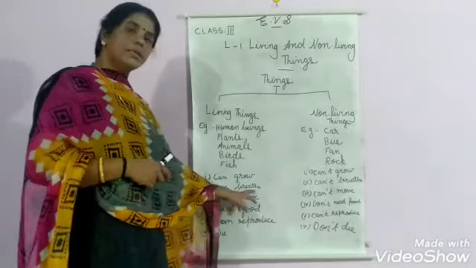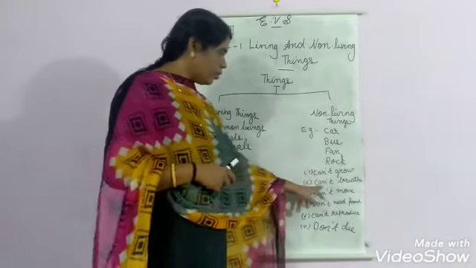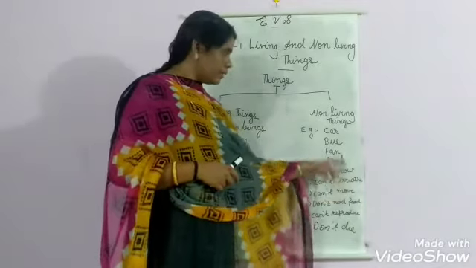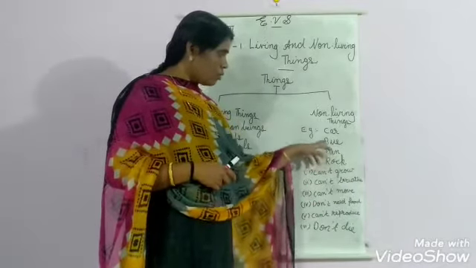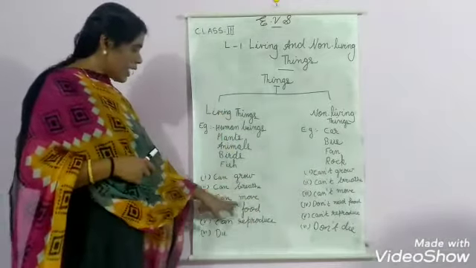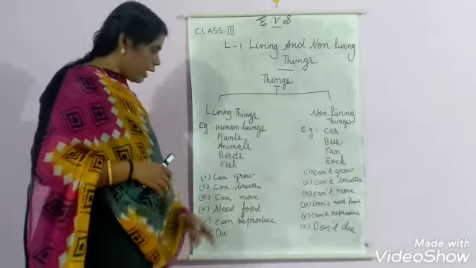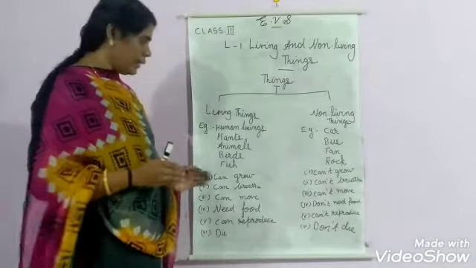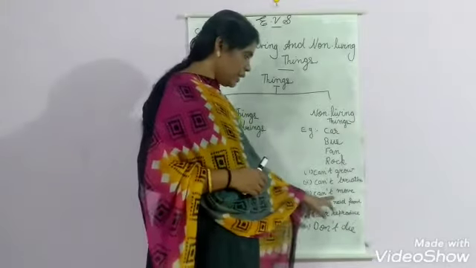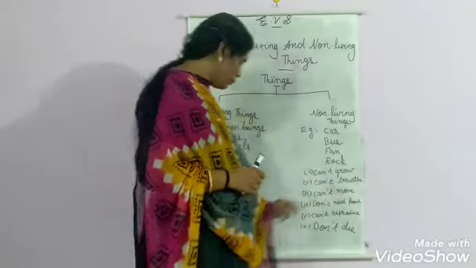Living things can breathe, but non-living things cannot breathe. This fan, rock, bus, all these cannot breathe. Living things can move. They can move from one place to another. But non-living things cannot move on their own.